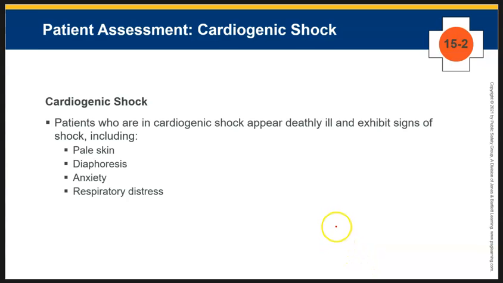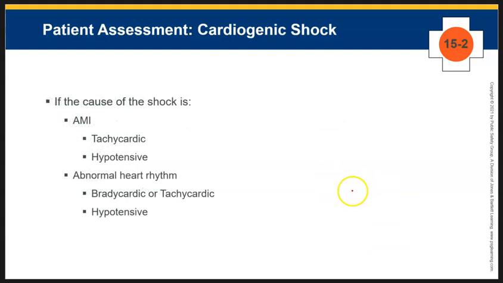Patients in cardiogenic shock will have a deathly ill appearance, such as pale skin, sweating, and anxiety, and obvious respiratory distress. Now, the cause of that cardiogenic shock, a problem with the pump, could be, again, an acute myocardial infarction, in which there'll be tachycardia, a very high heart rate, but then also a very low blood pressure. If the cause of the shock is an abnormal heart rhythm, we'll still see low blood pressure and possibly tachycardia, but possibly bradycardia as well.